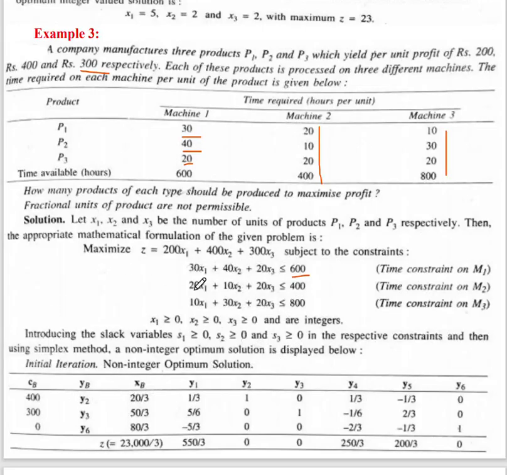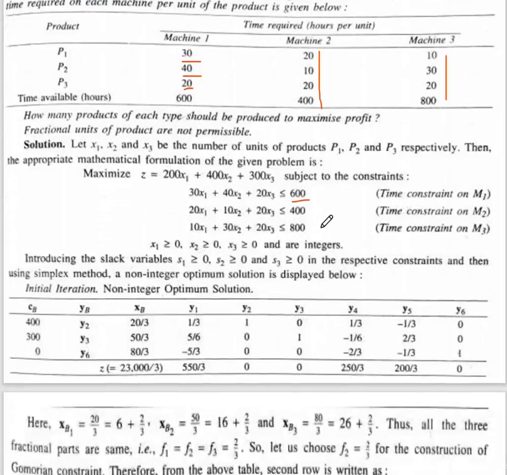Okay. Now we will solve this problem by the usual simplex method. So introducing slack variables s1, s2, s3 into these three constraints, and obtain the initial basic feasible solution and the initial simplex table, and solve. After solving by using the general simplex method, you will reach this table.